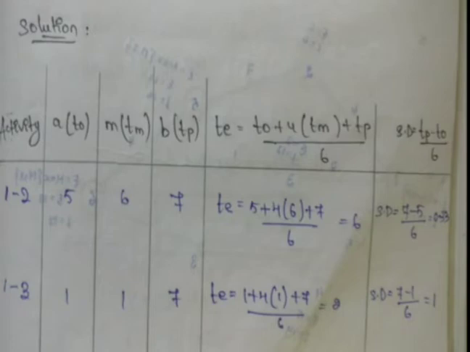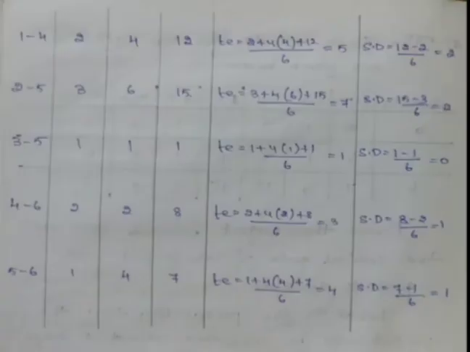So for 1 to 3, TE value will be 2, standard deviation value will be 1. For 1 to 4, TE is equal to 5, standard deviation is 2. For 2 to 5, TE is 7, standard deviation is 2. For 3 to 5, TE is 1, standard deviation is 0. For 4 to 6, TE is 3, standard deviation is 1. So for 5 to 6, TE is 4, standard deviation is 1.